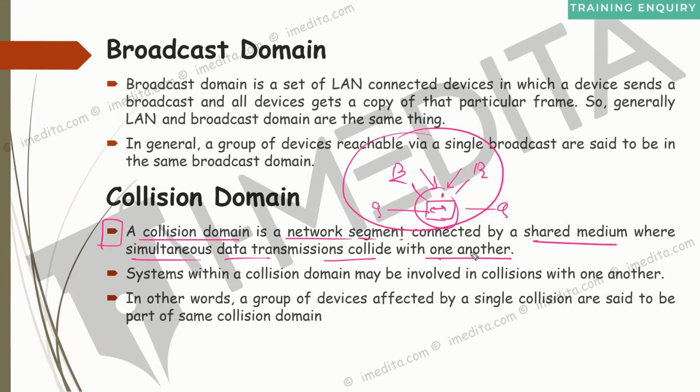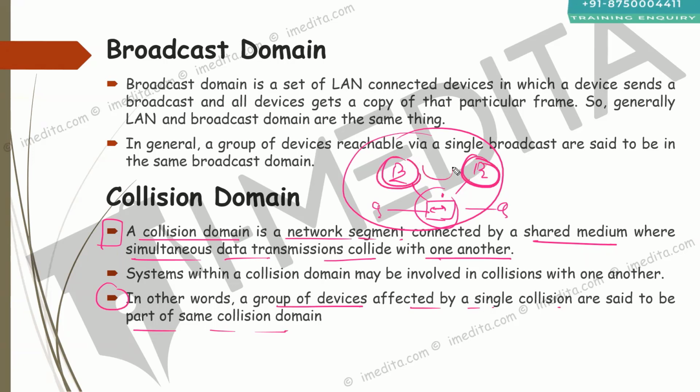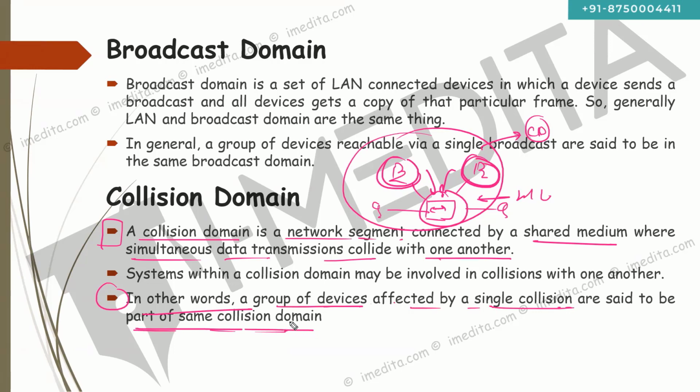Again, a group of devices affected by a single collision are said to be part of the same collision domain. If I transmit data from A to B and at the same time from B to A, the traffic will be received by this hub. Since a hub is a half duplex device, it can either transmit or receive at one time. So when the frames arrive at the hub, it will cause a collision, and the number of devices affected by that collision is what we refer to as a single collision domain.